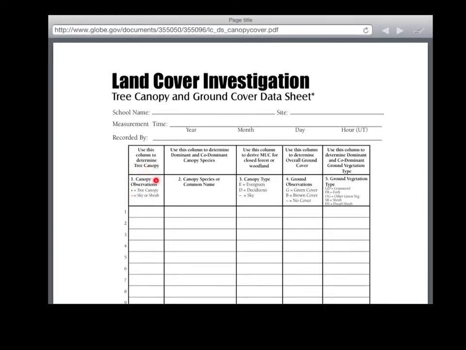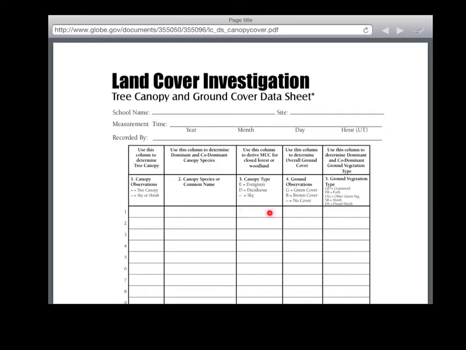So there's canopy cover observations, and this is where you're going to either put a plus if there's tree canopy above you, or negative if there's sky or shrub. This is looking through the densitometer, the tube I showed you in class. Then canopy species or a common name, that's where you're going to look up, plus, and then you'll put like red maple, for instance. If it's a minus, obviously you will not put anything in this area.